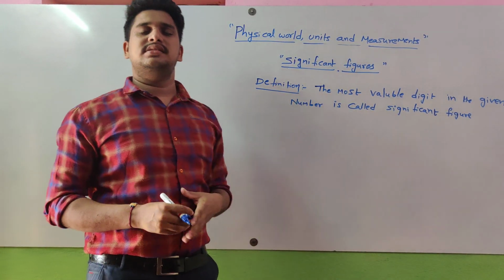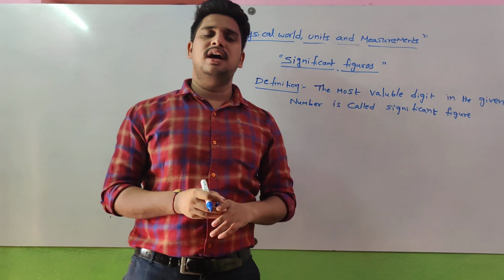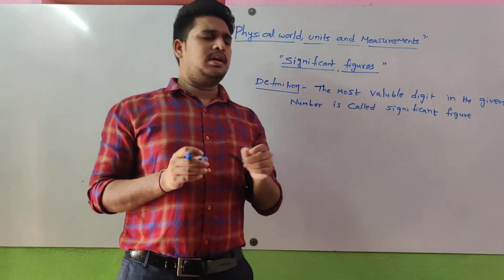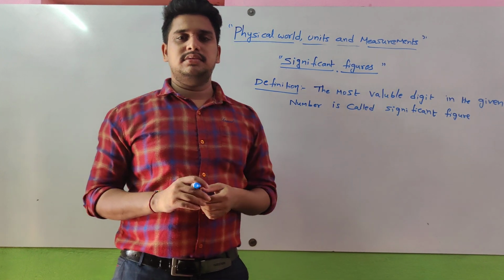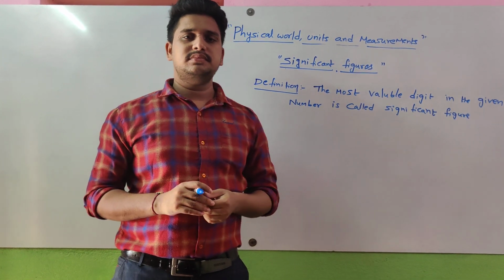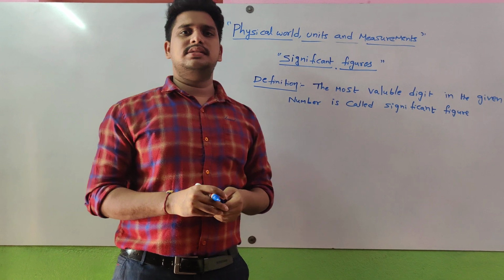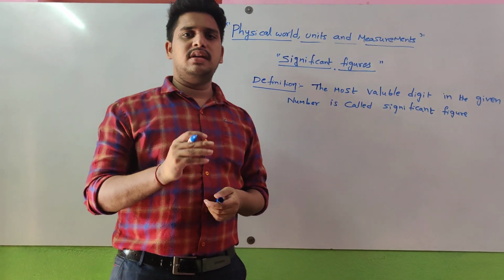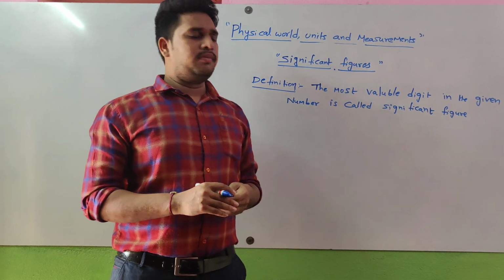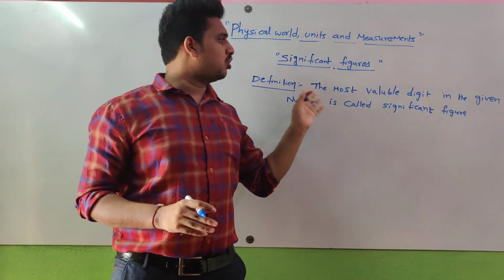Don't panic, students. Don't memorize this definition by heart. It is very simple. The valuable digit in the given number is called a significant figure. Let me discuss some examples on significant figures, then you will clearly understand this topic.